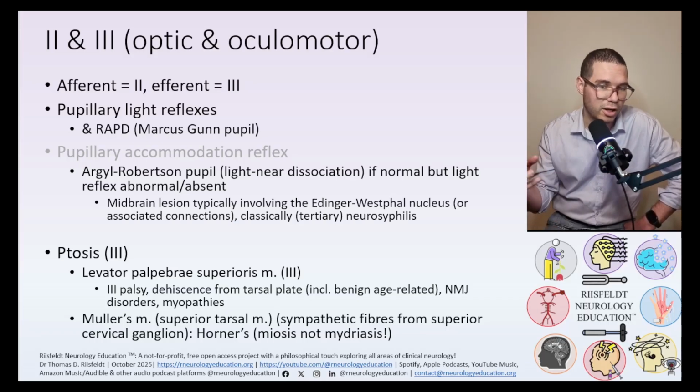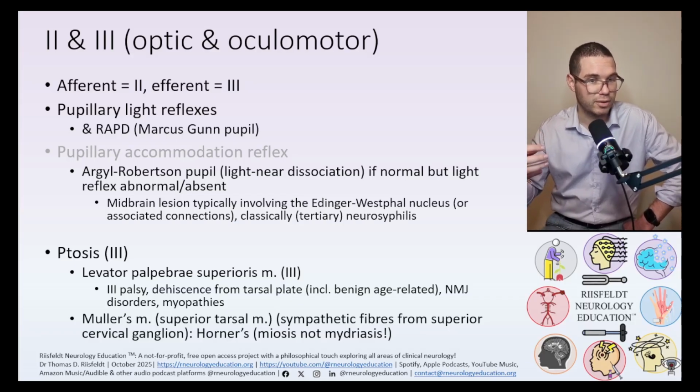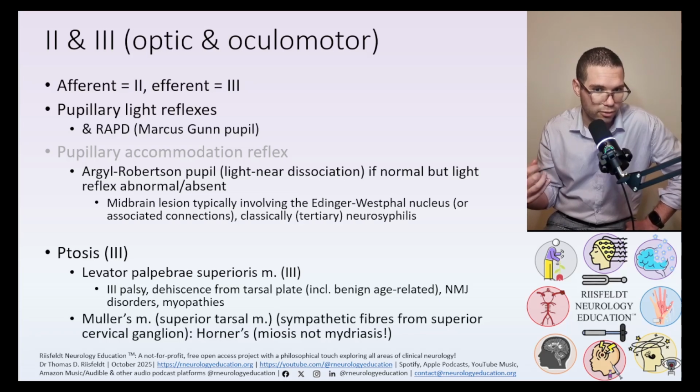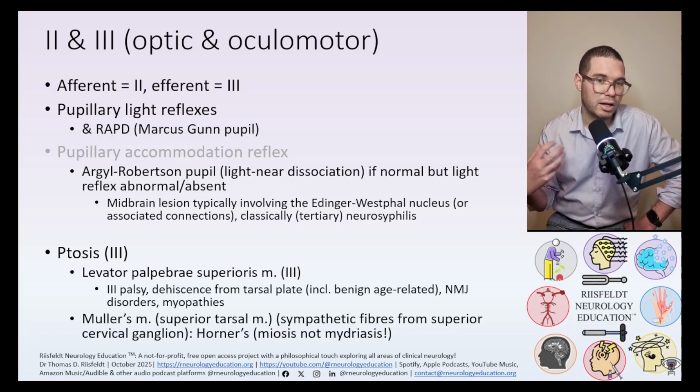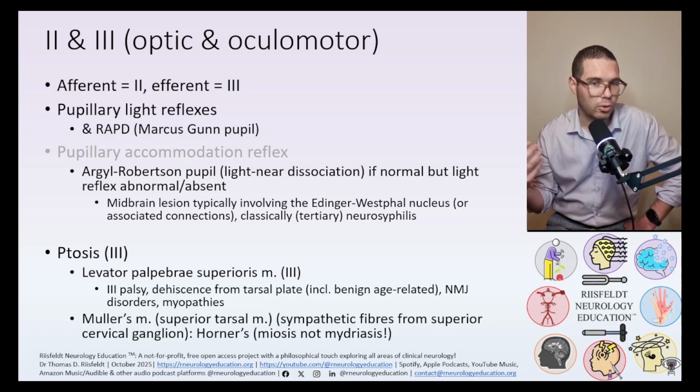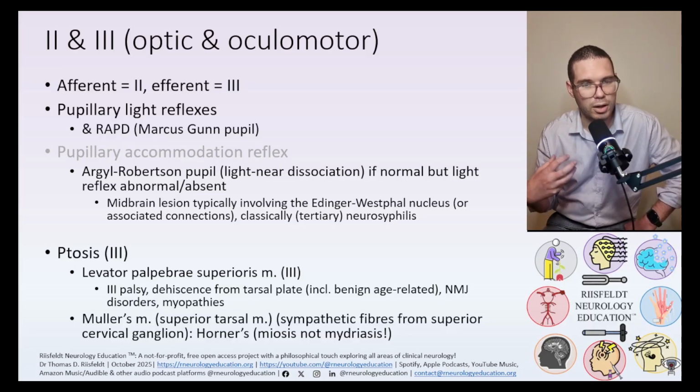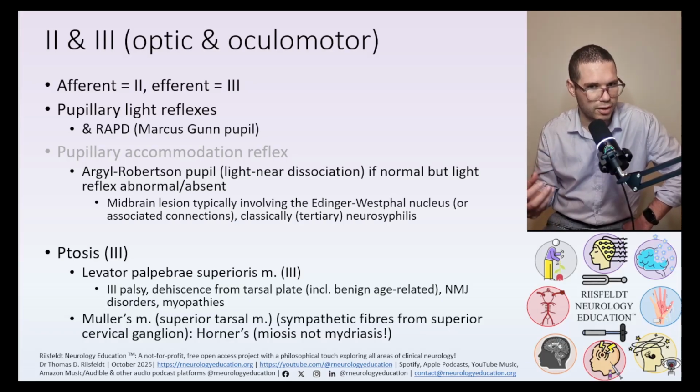So especially if there are other features of neurosyphilis, or if pupillary light reflexes are absent, then certainly you must assess for an accommodation reflex. Although I would argue that if the light reflexes are normal, or if there's no high clinical suspicion for neurosyphilis or a different form of a midbrain lesion, then the clinical utility of also assessing accommodation reflexes is pretty low, so I don't routinely examine that.